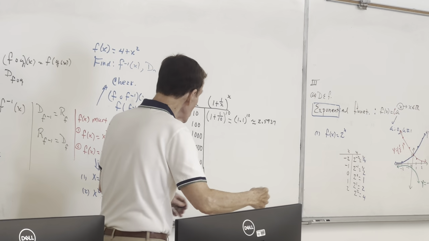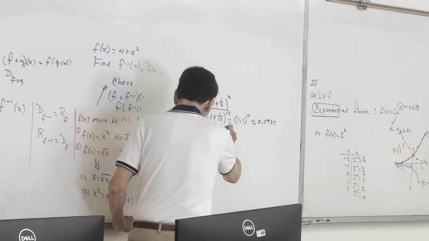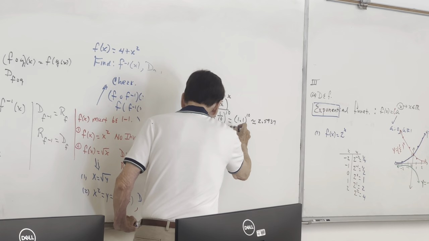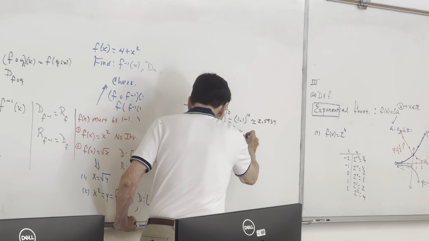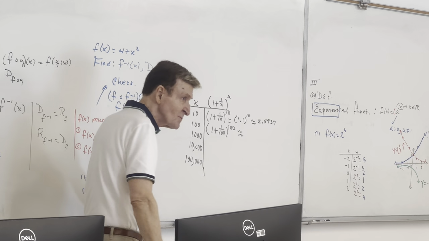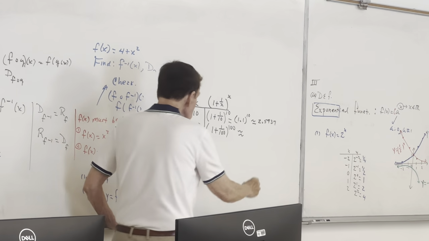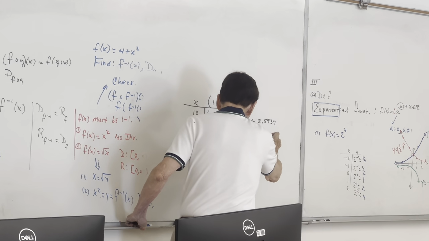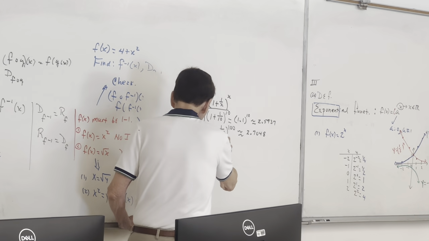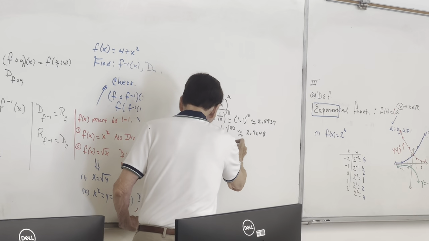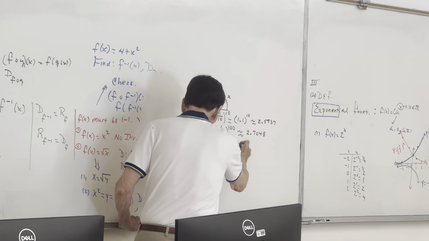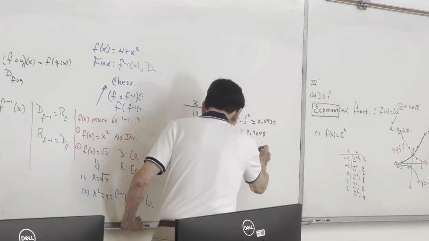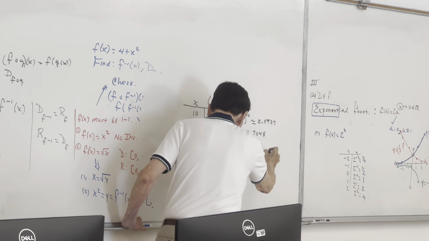Now let's jump down to 100. Replace x by that strange expression by 100. Let me go ahead and do it. Let's see what that mess is. 2.7048. Yeah, beautiful. Now let's do it for 1,000. 2.7169. Yeah.